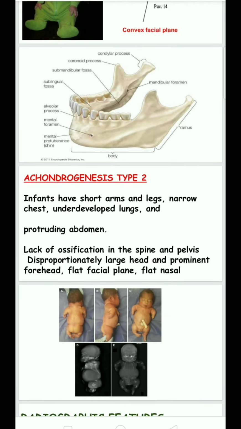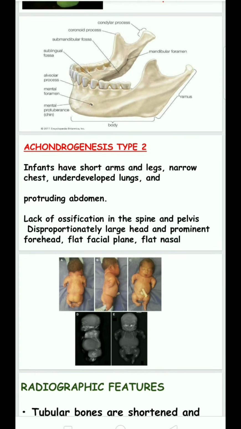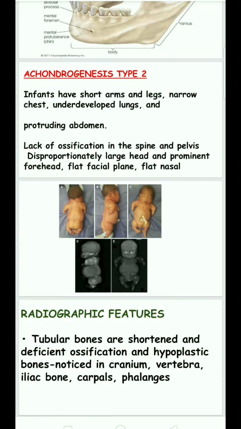In achondrogenesis type 2, the infant has short arms and legs, a narrow chest, and underdeveloped lungs are also seen. The underdeveloped lungs are due to the lungs being made up of collagen fibers. So a deficiency in collagen leads to underdeveloped lungs, and lack of ossification in the spine and pelvis is also seen, and a disproportionately large head, a prominent forehead, flat facial bones and a flat nasal bridge are also seen in this case.